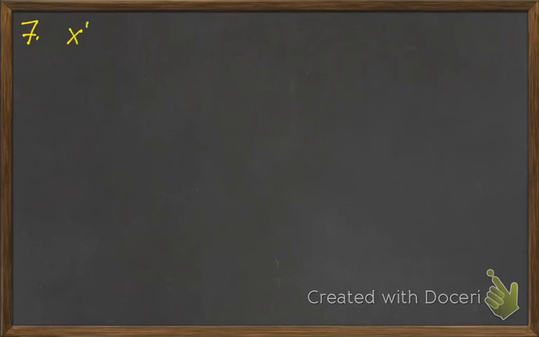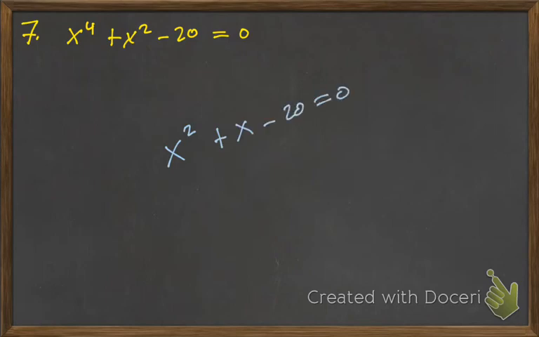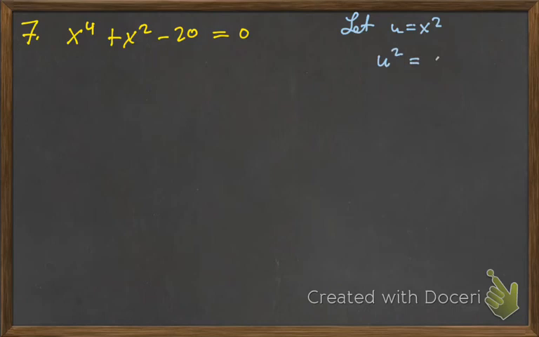Number 7 here we have x to the 4th plus x squared minus 20 equals 0. So what this looks like to me is x squared plus x minus 20 equals 0. That's what our U substitution is going to end up looking like. So we're going to pick on the smaller exponent, which is 2, and that's going to be our u. So u is equal to x squared. u squared will be x squared quantity squared, and when we raise an exponent to an exponent, we multiply them, so 2 times 2 is 4, so that gives us x to the fourth.